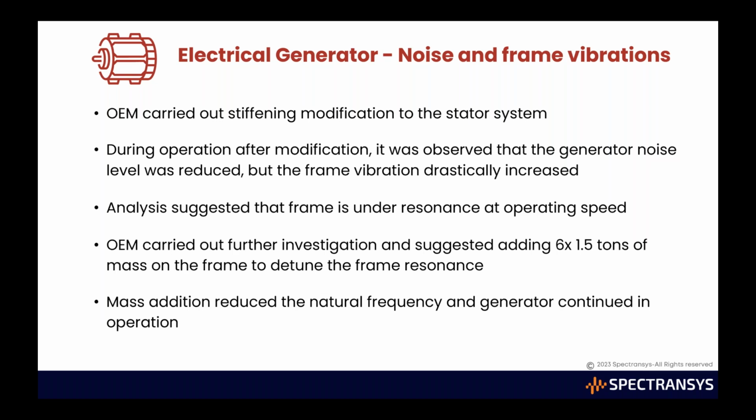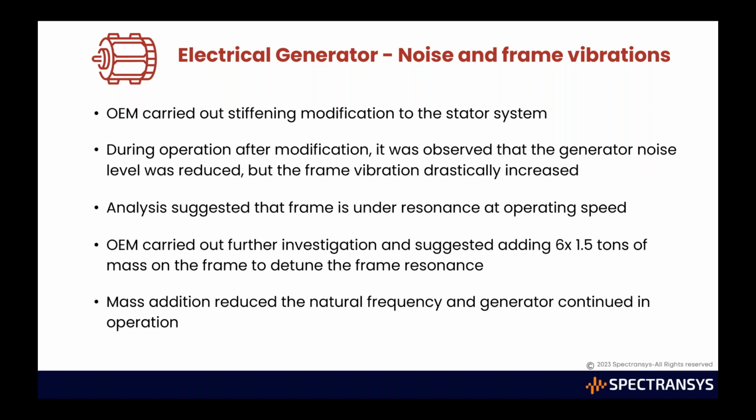Then when the machine was put back in service after the stiffening carried out inside, it was observed that the generator noise level was reduced. The noise level came down to less than 85 dBA. But now the frame vibrations drastically increased. Before, we had the high noise level and the frame vibrations were not very high, maybe around 5 to 10 mm per second. Now, after this modification, the noise level reduced, but the frame vibrations, where we were normally getting around 5 mm per second, are now around 10 or 15 mm per second at the same location.